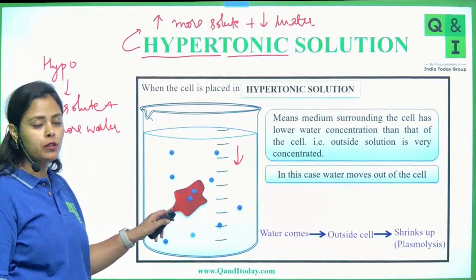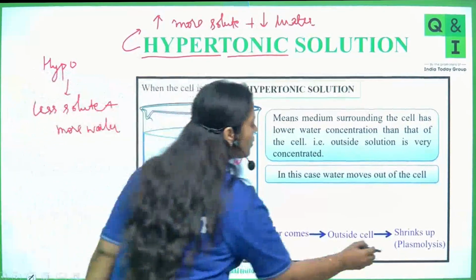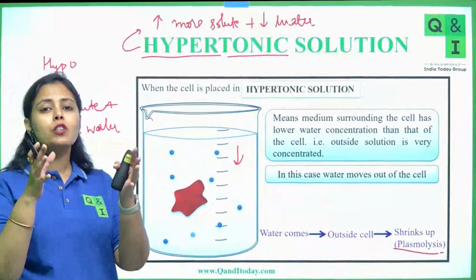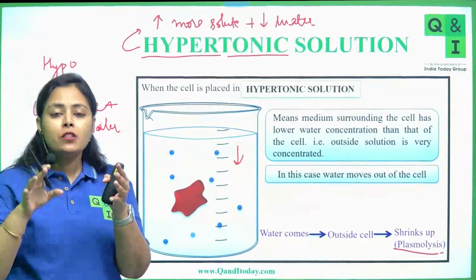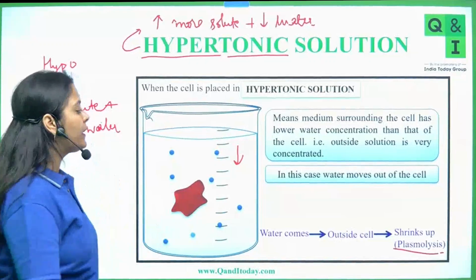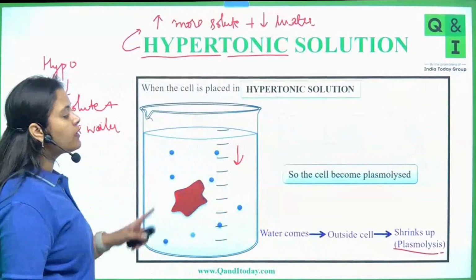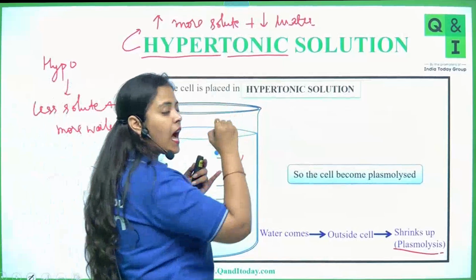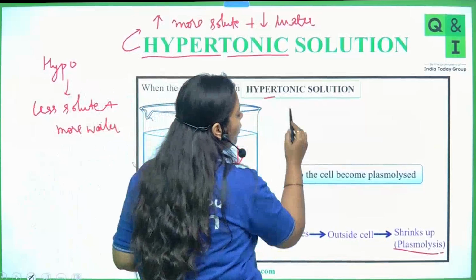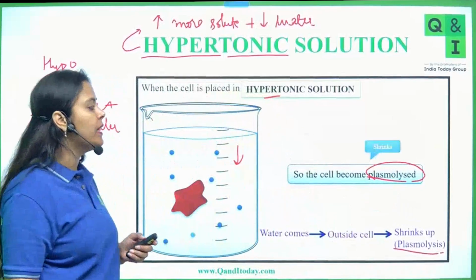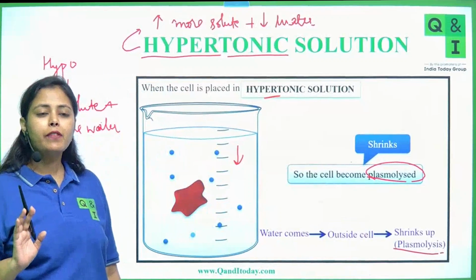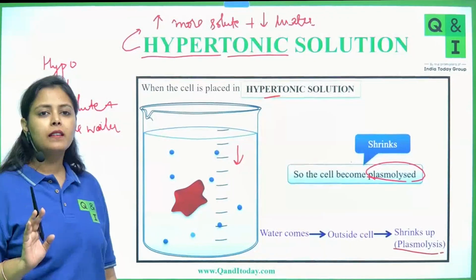Now this condition is called plasmolysis. Plasmolysis refers to the shrinkage of the contents of the cell away from the outer membrane. So that is your plasmolysis. Just like in hypotonic we studied that the cell becomes swollen, it becomes turgid, similarly in hypertonic solution, the cell becomes plasmolyzed. And plasmolysis means that the cell will shrink. Got it? Clear, everyone? Have you understood?